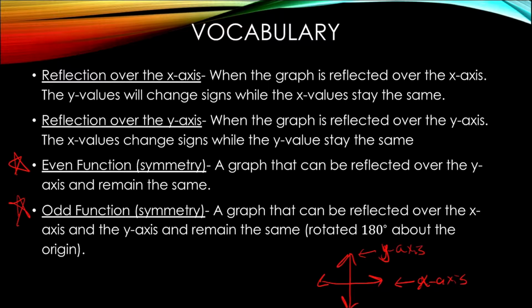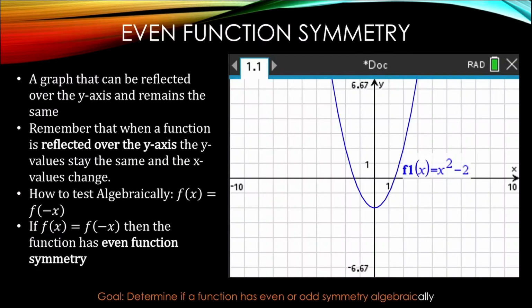Alright, so here's our two new definitions here. If I have even function symmetry, it means a graph that can be reflected over the y-axis and remain the same. If I have odd function symmetry, it means a graph that can be reflected over the x-axis and the y-axis and remain the same. We can also think of that as a 180-degree rotation about the origin. Alright, so even function symmetry. This is a graph that can be reflected over the y-axis, if we remember from the last page. Okay, so we're going to start off with the graph.